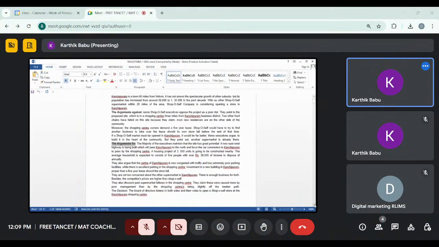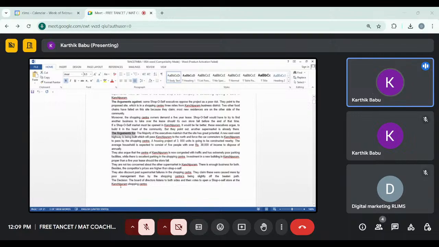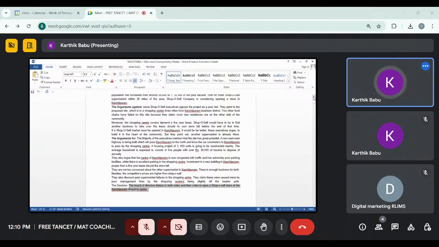Then finally, what does the management do? The board of directors listens to both the sides and then votes to open a shop or shelf store at the Kanchipuram shopping center. So they take all the views, and finally they have decided to open a store. This is what is in that paragraph. You should look at arguments for and arguments against.